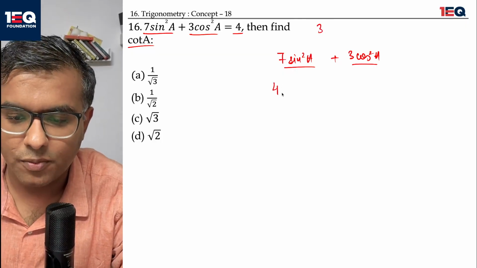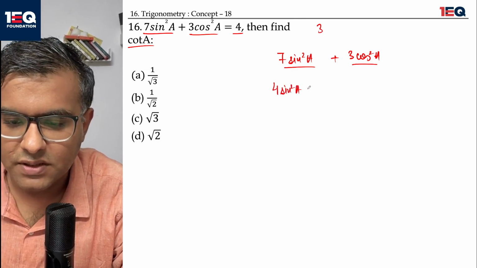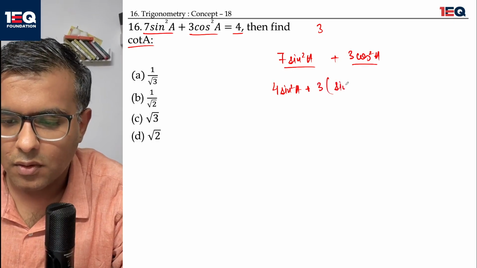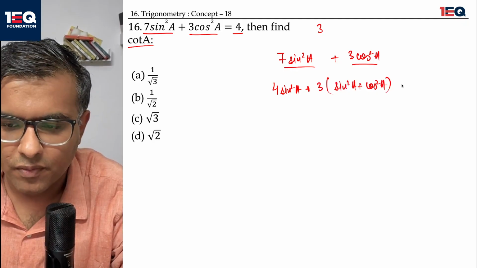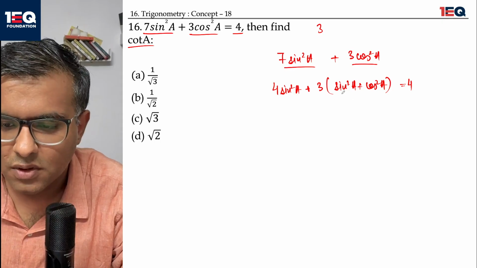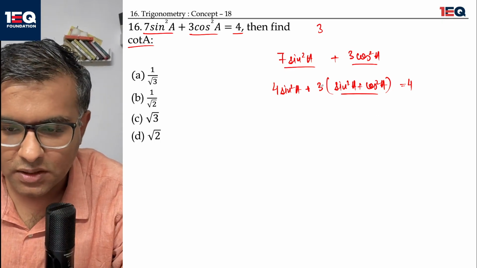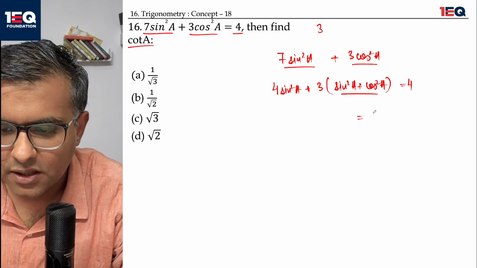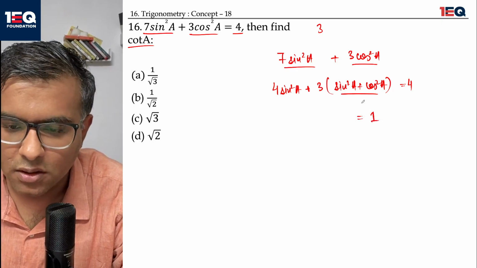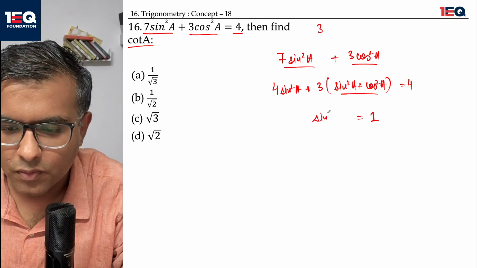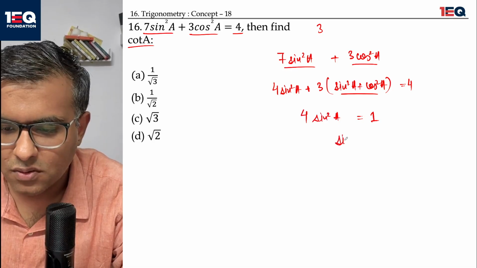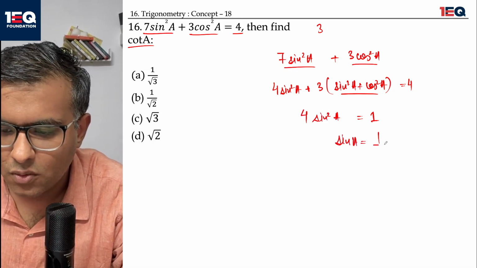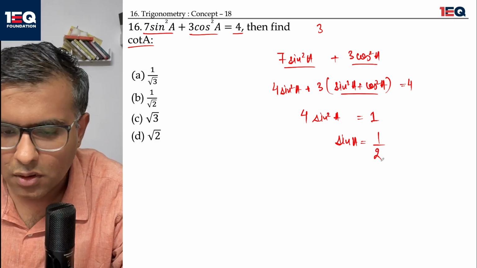I split it into two portions. 4 sin²A plus 3 times (sin²A plus cos²A) is equal to 4. Sin²A plus cos²A is equal to 1. The 3 would go to the other side and it would create a 1 here. So 4 sin²A is a 1, so sin A is equal to 1 over 2.